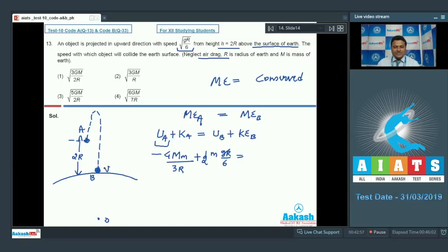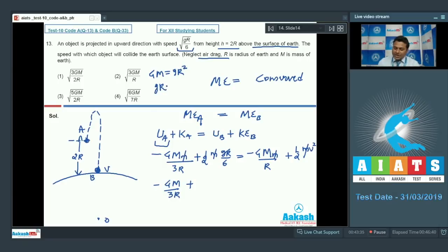The particle reached the surface, so it will be GMm divided by r plus half mv square, where v is the speed of the particle while hitting the ground. Small m will be cancelled out. Now what are we going to get? Minus of GM upon 3r plus gr. We know very well that GM equals gr square.